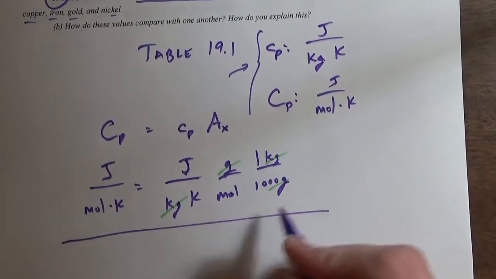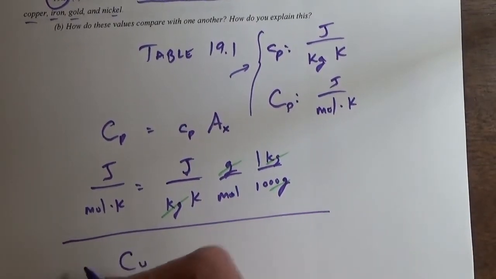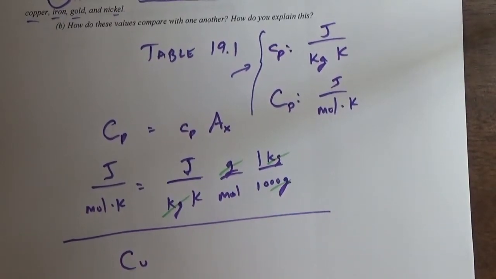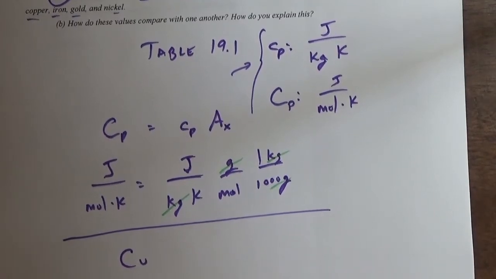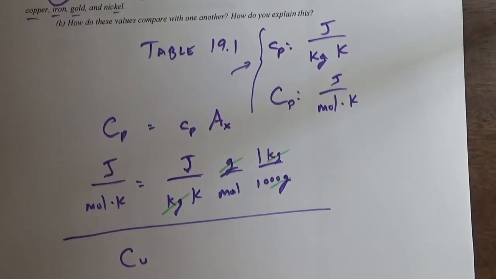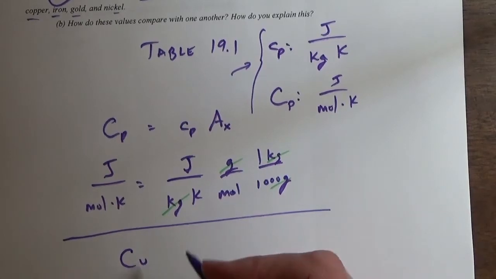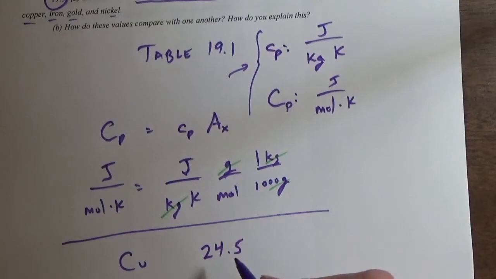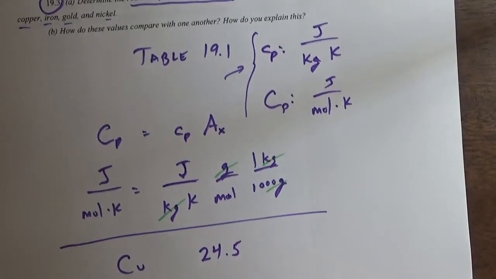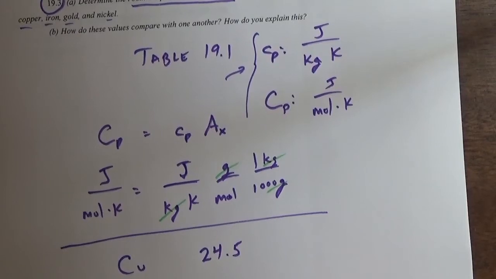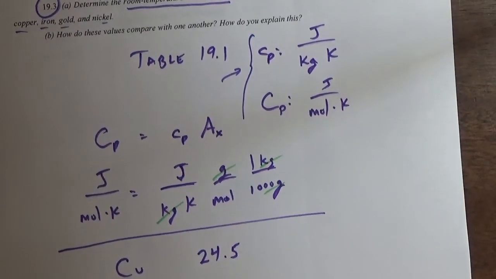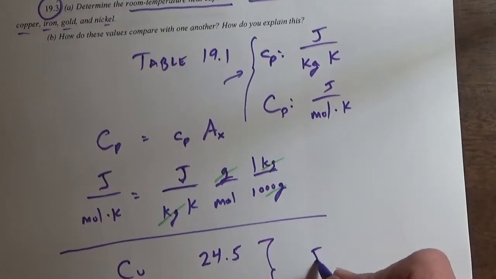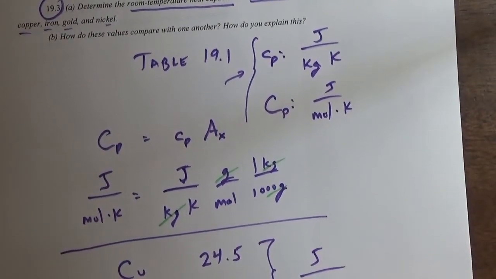And looking these up, we wind up with Cu, Fe, Au, and Ni, with heat capacities of 24.5, 25.0, 25.2, 26.0. And these are all joule per mole K.